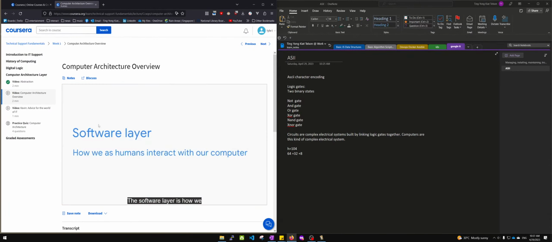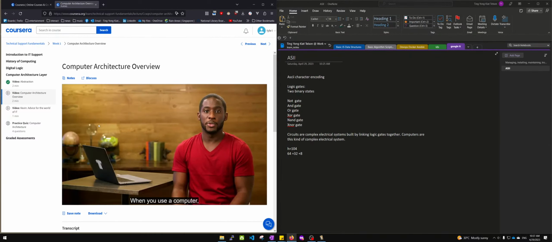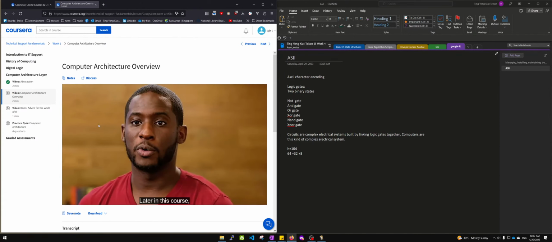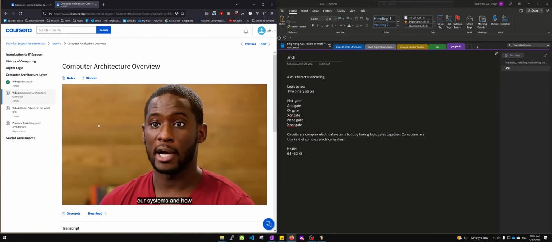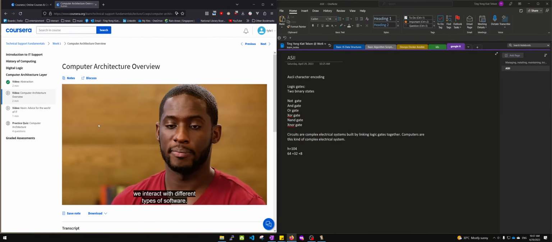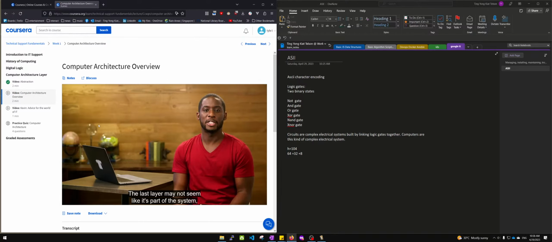The software layer is how we as humans interact with our computers. When you use a computer, you're given a vast amount of software that you interact with, whether it's a mobile app, a web browser, a word processor, or the operating system itself. Later in this course, we'll learn how software is installed on our systems and how we interact with different types of software. The last layer may not seem like it's part of the system, but it's an essential layer of the computer architecture: the user.